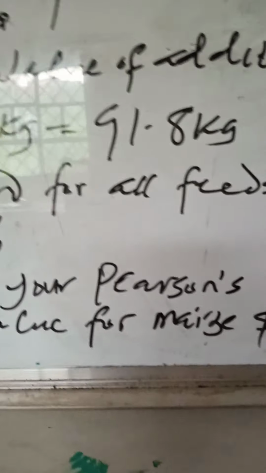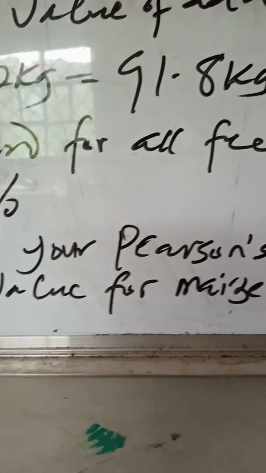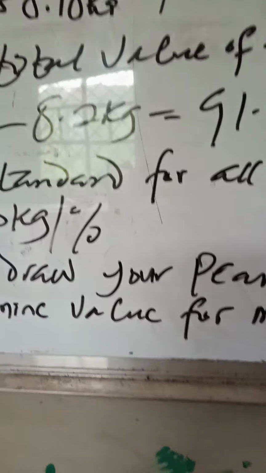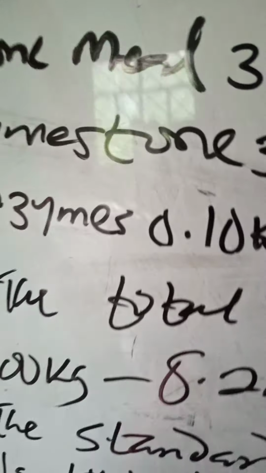That is, you get 91.8. This 91.80 rather is the expected value to be shared for maize and SBM when we eventually work it out. So now you draw your Pearson square to determine value for maize and SBM. That is what is done here.